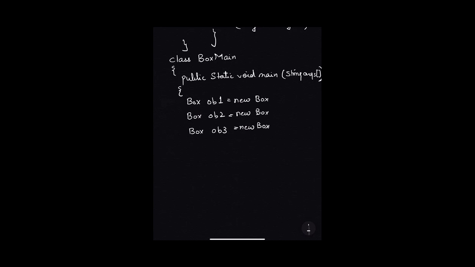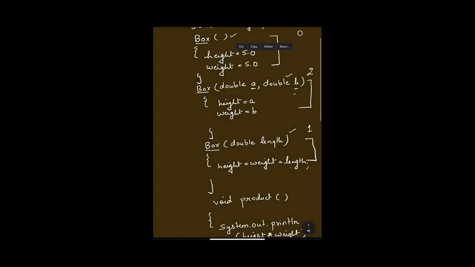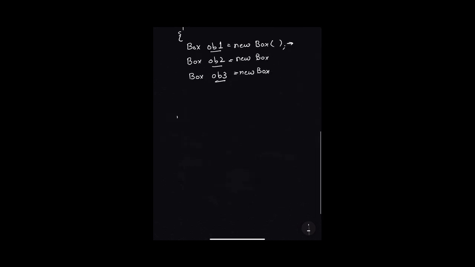Now the question arises, which object will use which constructor to initialize its variables? If I write nothing in the arguments of the constructor, it calls my default constructor, where the value 5.0 and 5.0 is assigned to my variables. So for object 1, the value of height is equal to 5.0 and the value of weight is equal to 5.0.